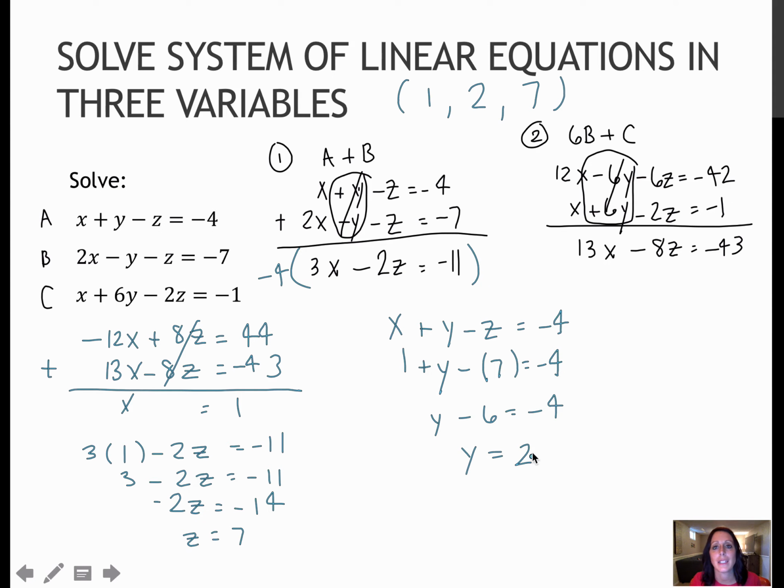Now keep in mind, if you're not sure if you did it correctly, take 1, plug it in for x here, take 2, plug it in for y here, and take 7 and plug it in for z here, and make sure that it does equal -7, and repeat the process for c.